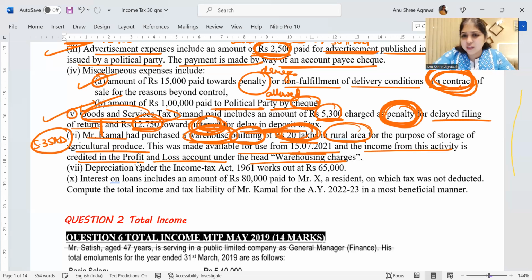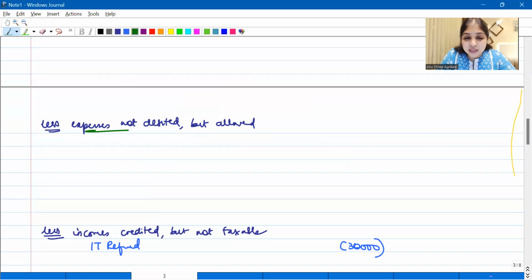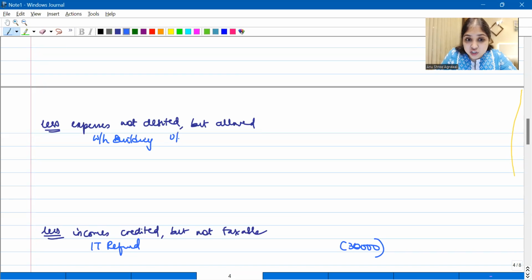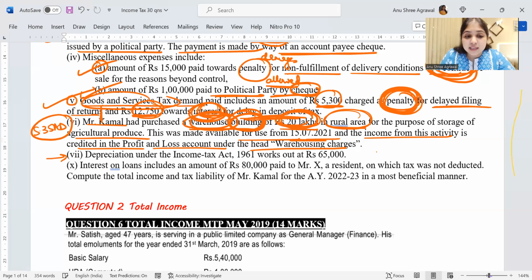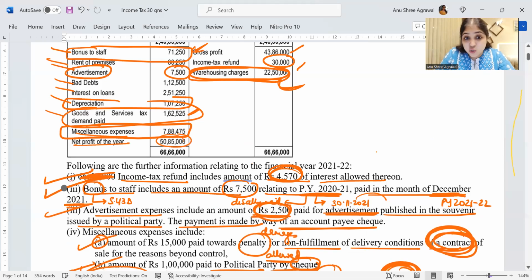Anyway, over here, 20 lakhs I can give as a deduction. It is a building. Had it been land, I wouldn't have been able to give a deduction, but building is allowed under 35AD. Tell me, where will I subtract this? Less: expenses not debited but allowed. Here I can subtract it, and call it warehouse building. I am giving a deduction under section 35AD. This is a capital expense, but still under 35AD I will give a deduction of 20 lakh rupees. Then coming to the next adjustment, depreciation under the Income Tax Act works out to be 65,000, which means this depreciation is not as per the Income Tax Act.